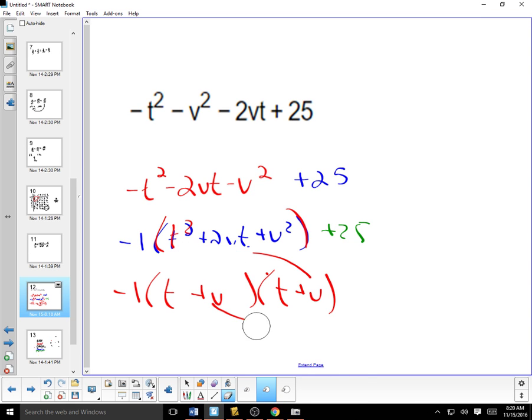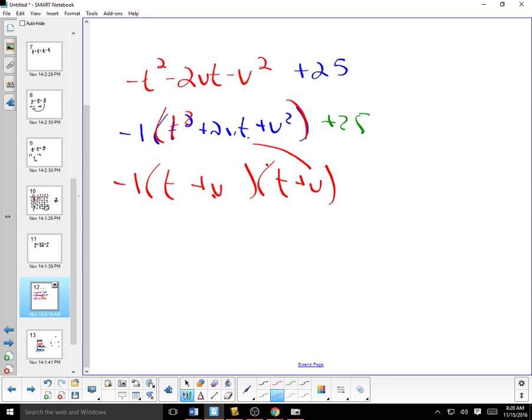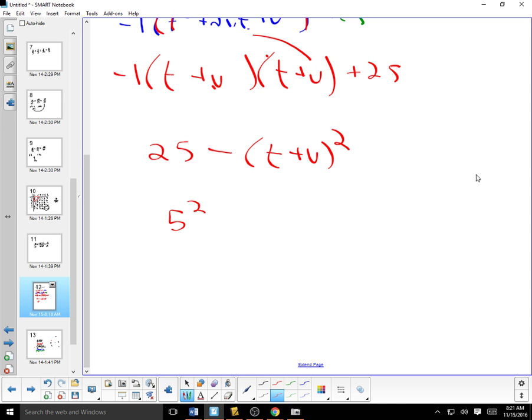Now, let me try to get rid of some of this. Over here, that's a plus 25, right, outside. I'm going to rewrite this as well, because I really don't like this minus out here. So I'm going to write this as the 25 first, minus t plus v quantity squared. Now, isn't 25 also a square? It's 5 squared. So we have 5 squared minus t plus v quantity squared. What I'm looking at is the difference of squares.